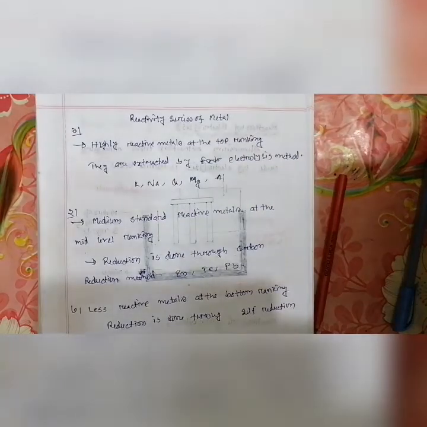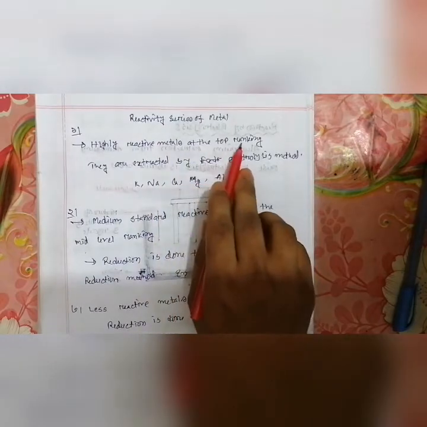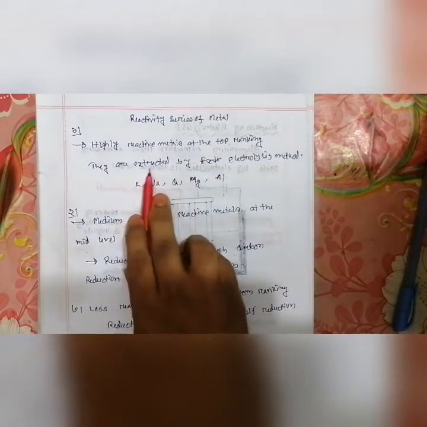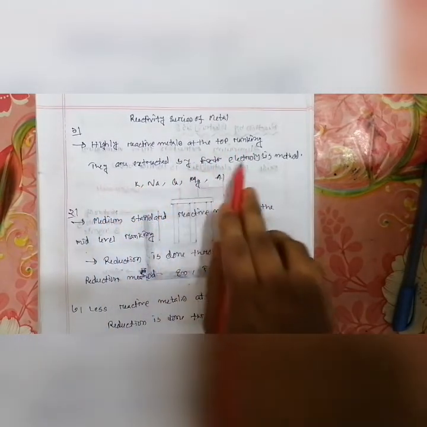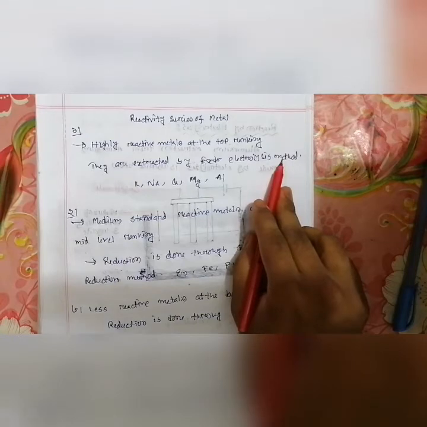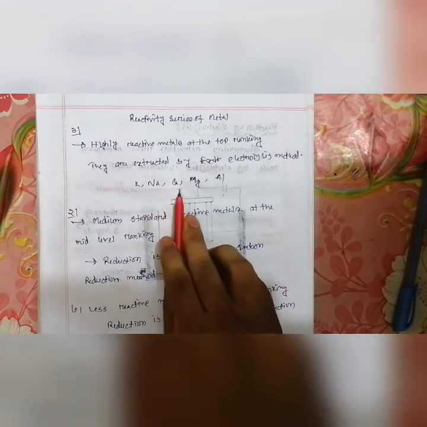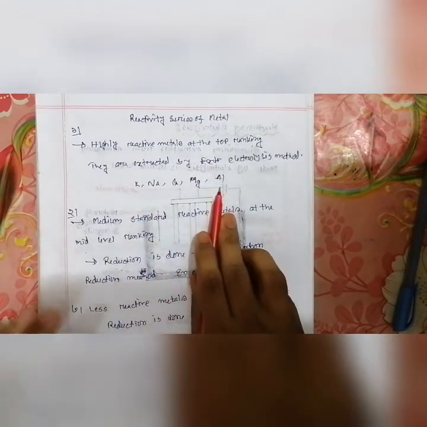Now we discuss the reactivity series of metals and their extraction methods. Highly reactive metals are at the top ranking. They are extracted by the electrolysis method because they cannot be reduced by any of the metals. These metals are potassium, sodium, calcium, magnesium, aluminum.